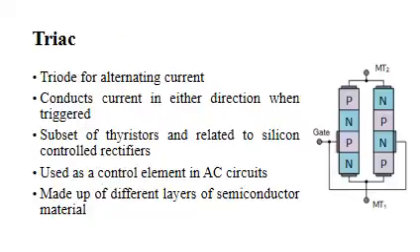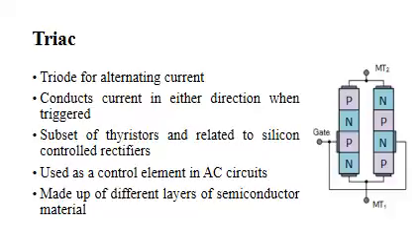Triac. The term triac stands for triode for alternating current. A triac is a three-terminal electronic component that conducts current in either direction when triggered. Triacs are a subset of transistors and are related to silicon-controlled rectifiers. As suggested by its name, the bidirectional switch is commonly used as a control element in alternating current circuits.